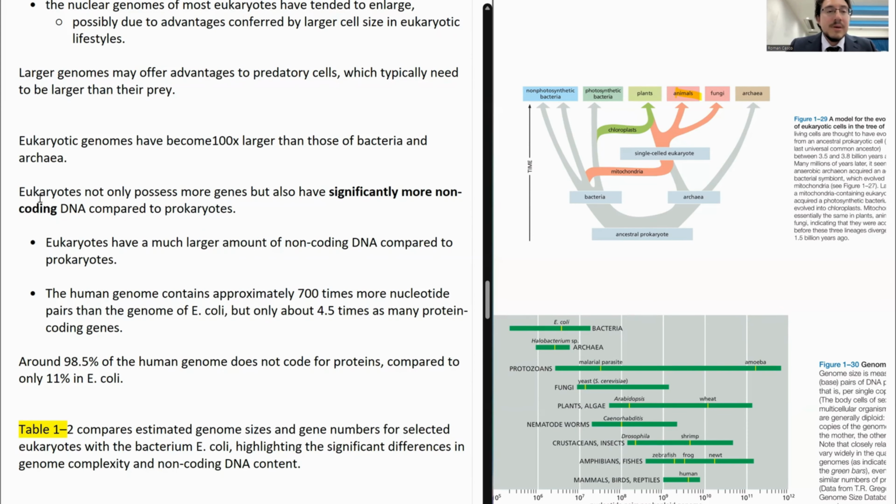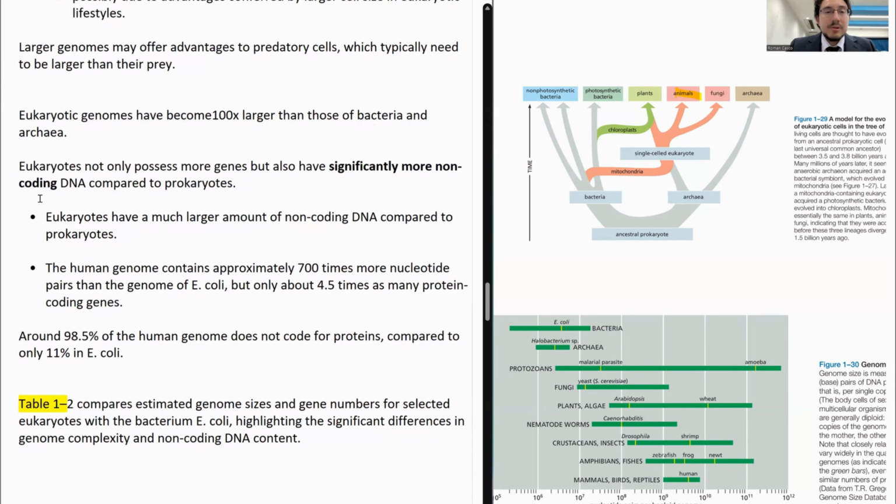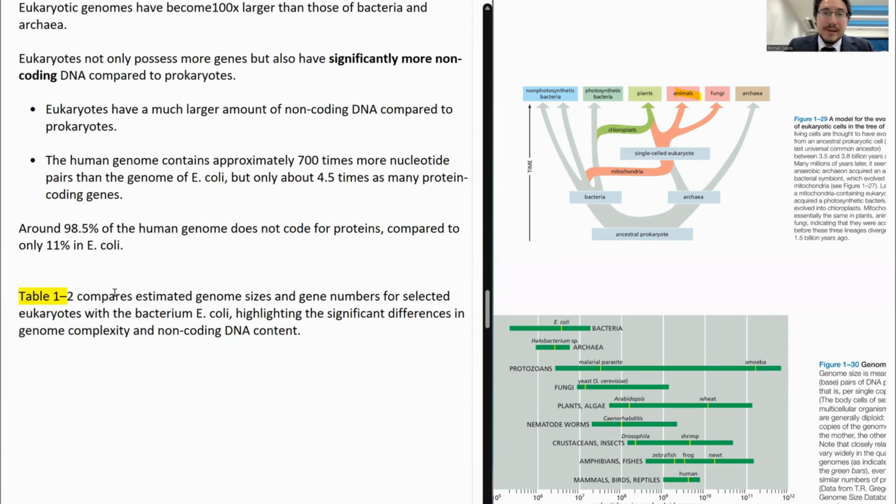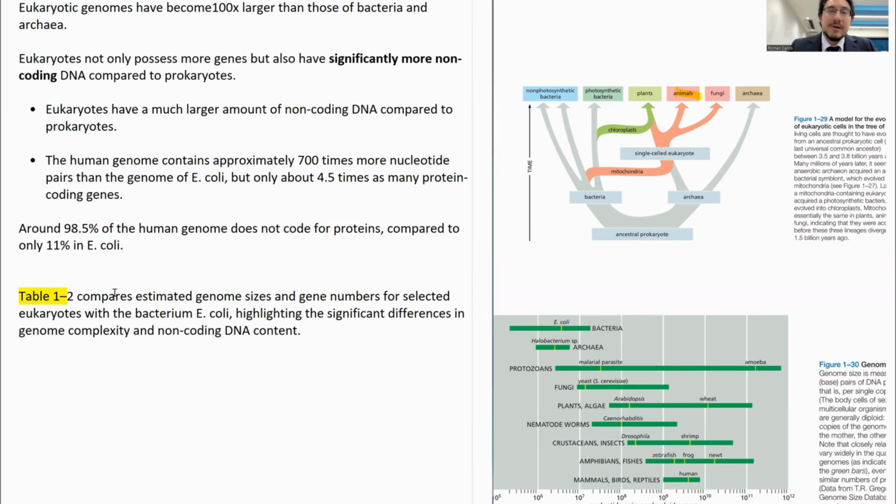Genetic material, if I can say. Let me just scroll a little bit higher here. So in general, eukaryotes not only possess more genes, but also have significantly more non-coding DNA compared to prokaryotes. We're going to look into this in a lot more detail in the later chapters. Non-coding DNA doesn't necessarily produce or translate to create a protein. So they do have a lot more.